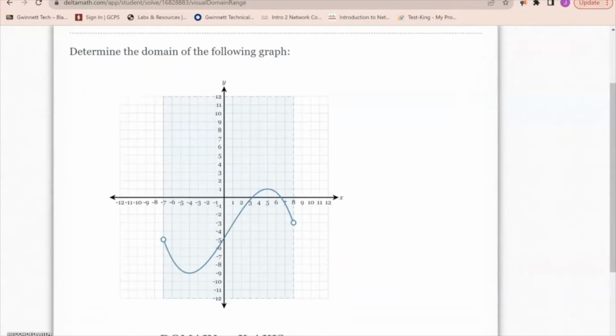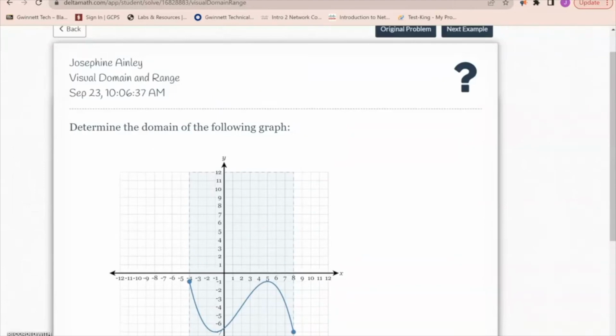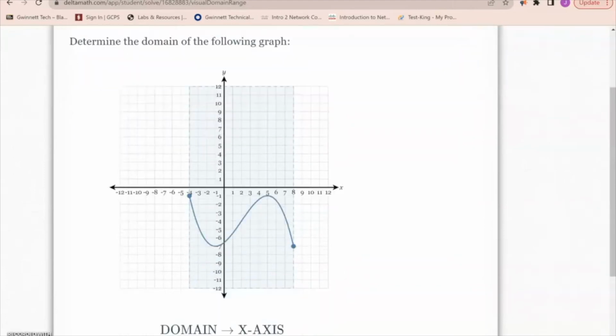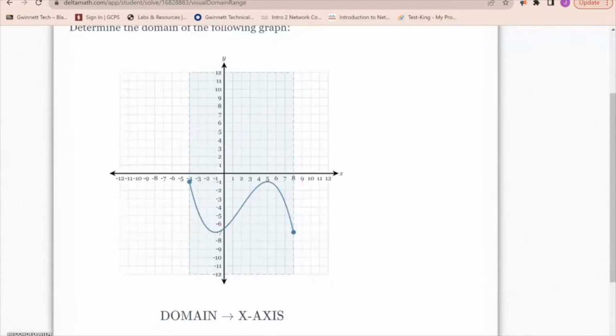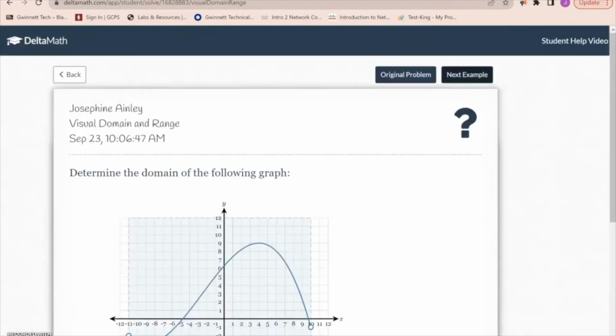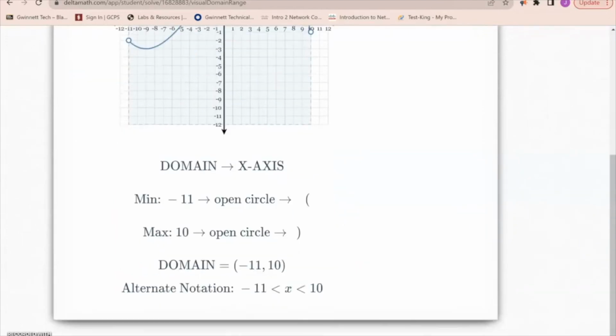Let me find another example. This one's open, open, -7, 8, domain. Find another example. Domain again, this one is closed, closed, -4, 8. All right, do one more. This one's open, open, left to right because it's domain. -11, 10. Open, open.